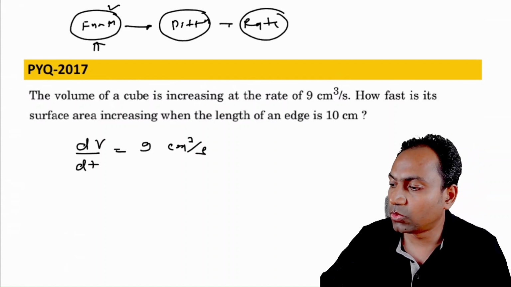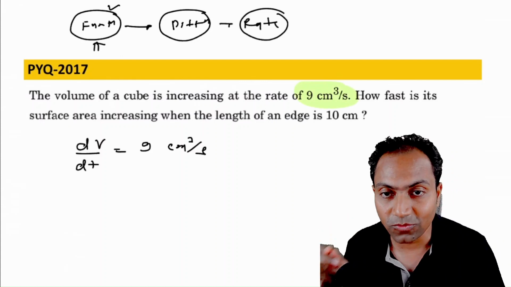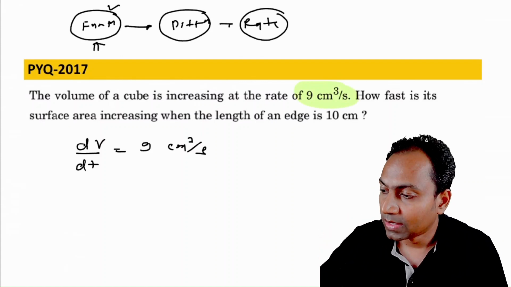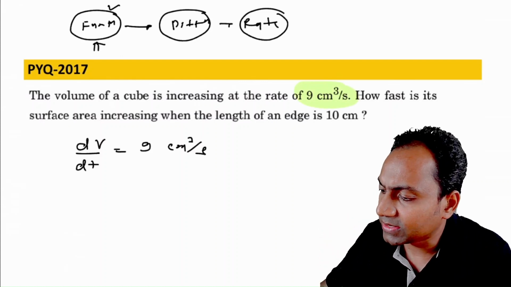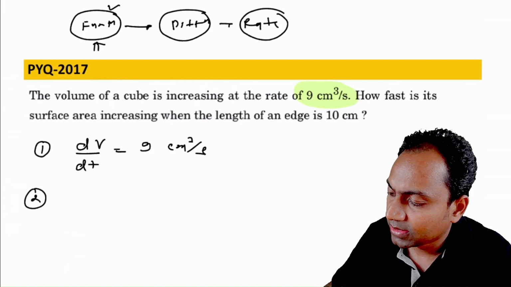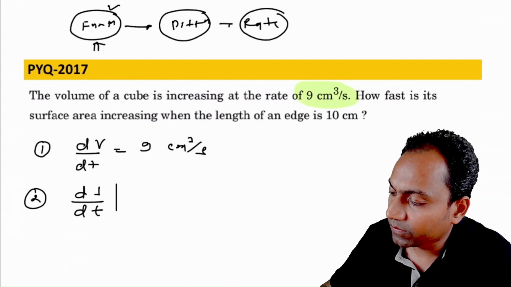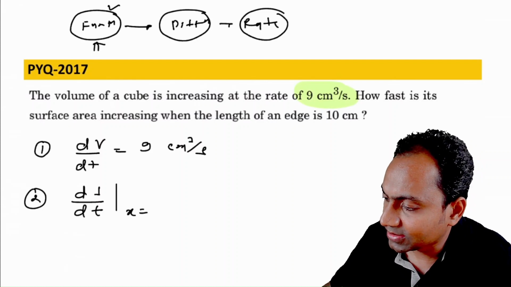And since the unit is given here, from here you can also understand it is not the volume, but the rate of change of volume with respect to time. Next thing, how fast is the surface area increasing? Now what they're asking is how fast is the surface area increasing with respect to time when the length of the side is 10 centimeter.